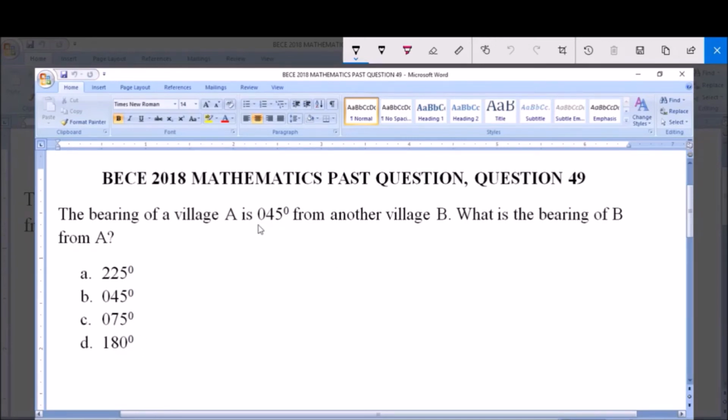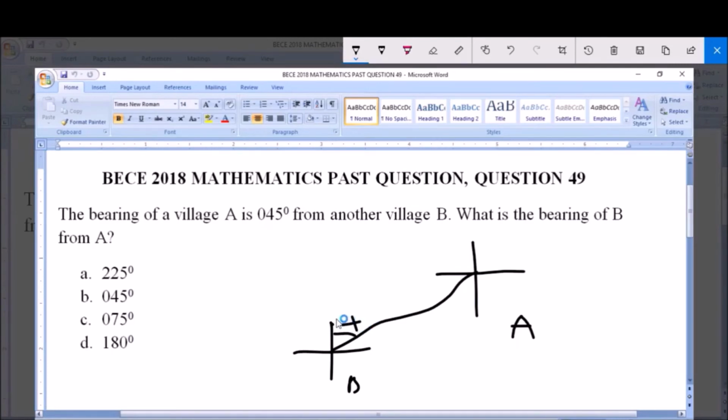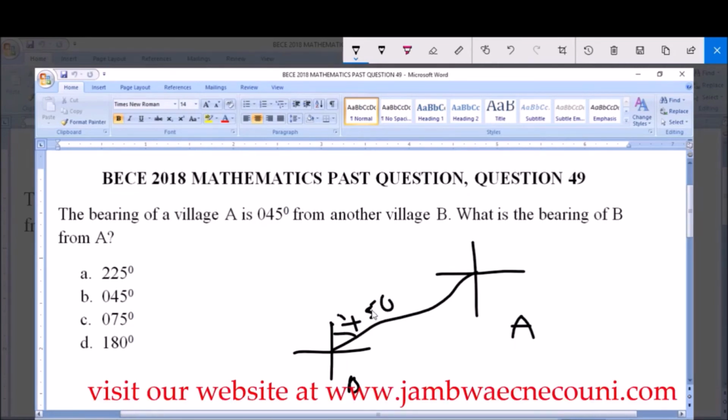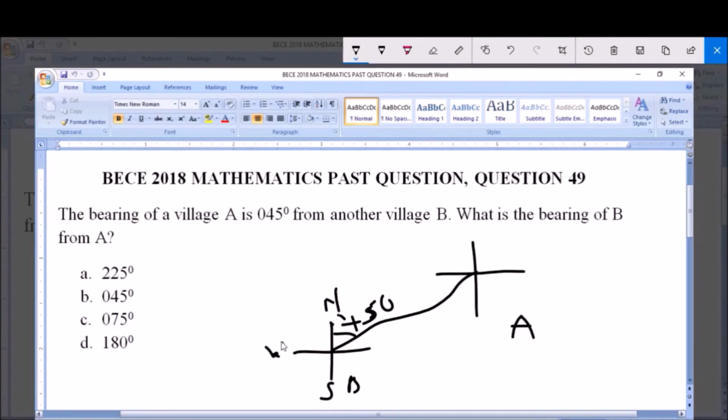Now we're given that the bearing of a village A is 45 degrees from another village B. Now let's represent this diagrammatically. We have a village A and another village B. Now the bearing of A from B is 45 degrees. That means this angle here is 45 degrees. Now this is our north, south, west, and east.